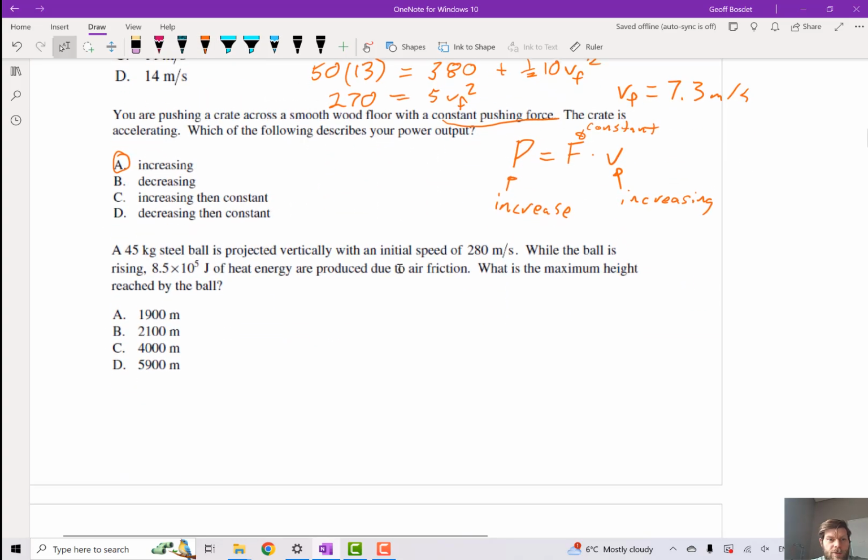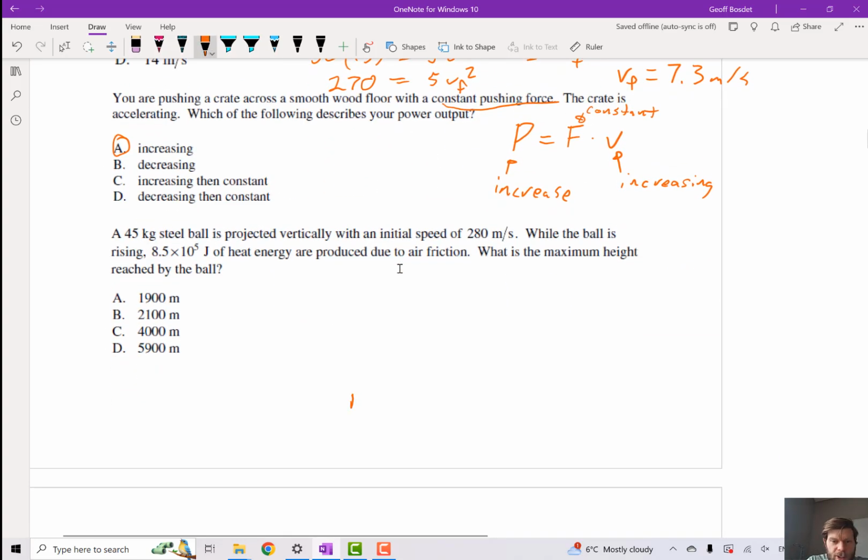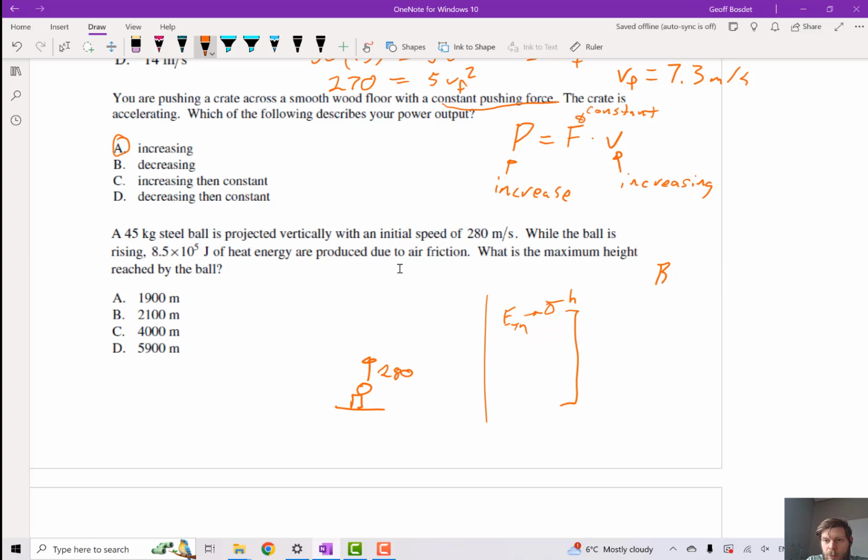Next guy. We've got this steel ball like it's being launched from some little cannon on the ground. So let's say it's basically on the ground, moving up at 280. And then sometime later, it's up at some height, and it's hotter. It's got some thermal energy too. So this is kind of your before side. Here's your after. It's launched from the ground at a certain velocity, and later on it's up and hot. So we're just going to do before equals after.